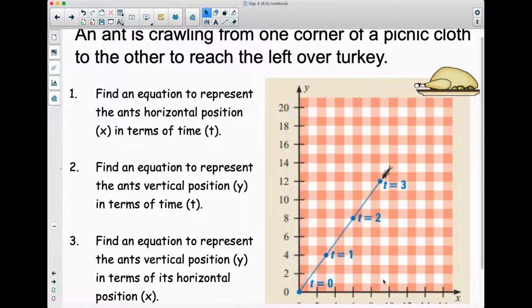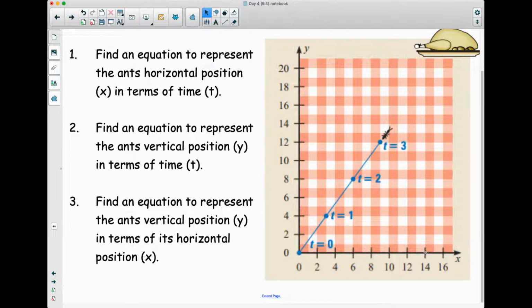First, see if you can develop an equation. So the ant is crawling from one corner of the picnic cloth to the other to reach the leftover turkey. So we're first going to figure out an equation that discusses and talks about the horizontal position. Then we're going to look at the vertical position. And then we're going to look at basically both.